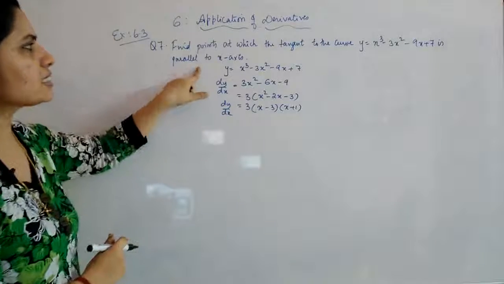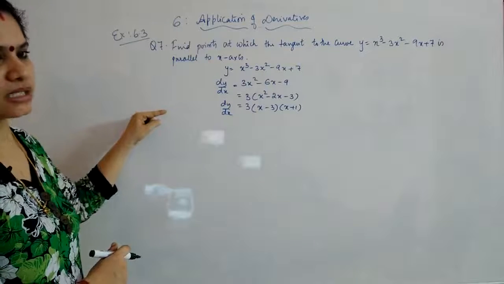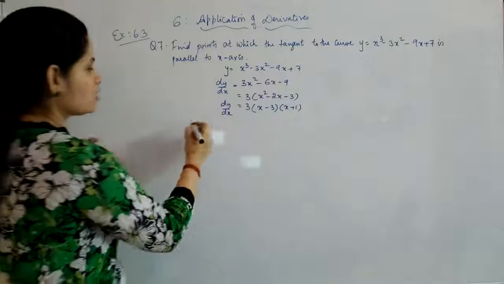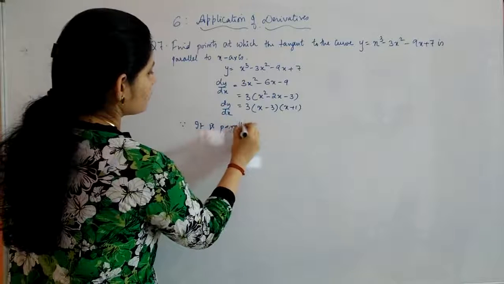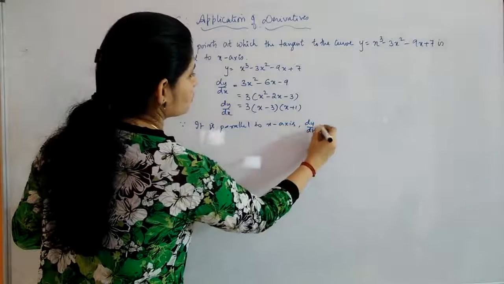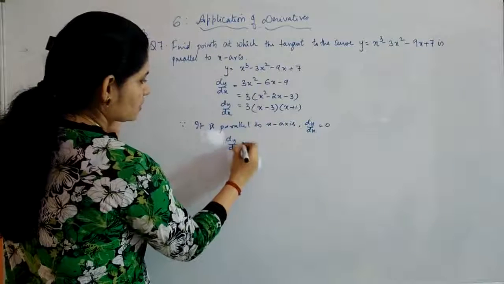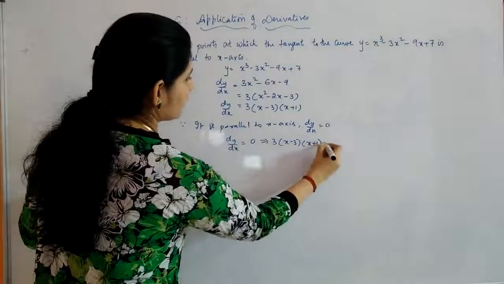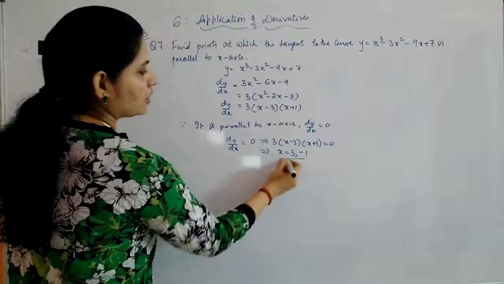Now what they have said is that the tangent is parallel to the x-axis, which means the slope is 0, right? Since it is parallel to the x-axis, the slope will be 0. So you will get dy by dx equal to 0, or 3 into (x minus 3) into (x plus 1) equal to 0, which will give you either x is 3 or minus 1. Now you got the values for x.